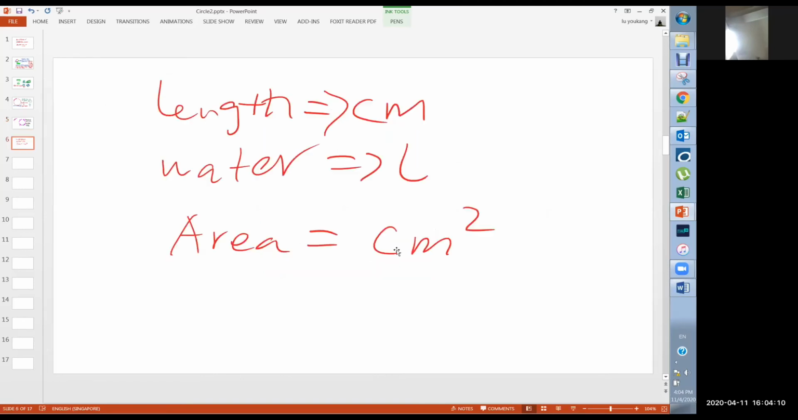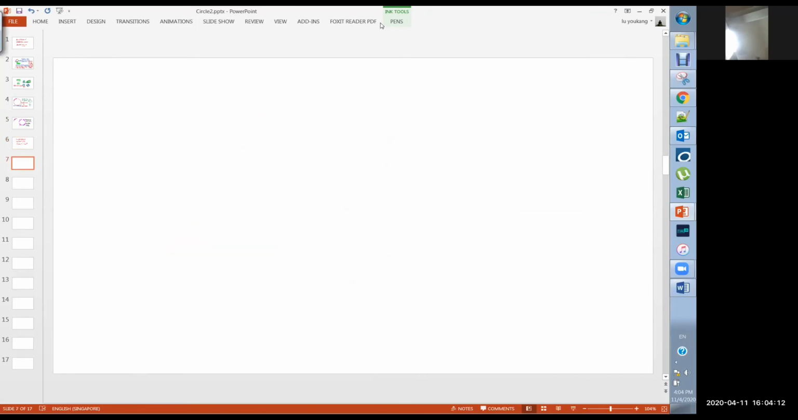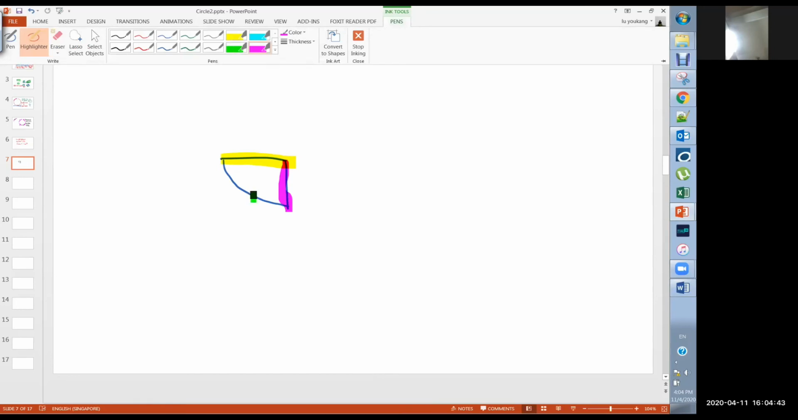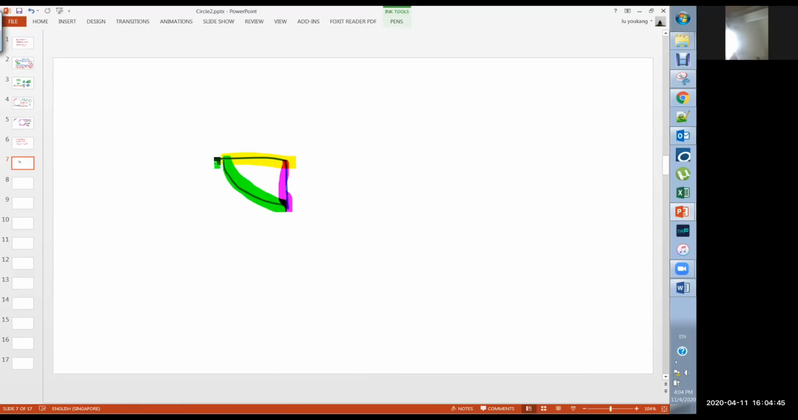Okay, good. So let me give you one more example. How do you find the perimeter of this quadrant? So you do what first? Trace out the perimeter. Good. Trace out the perimeter with different colors. So I start from here, and here, and then the last one.